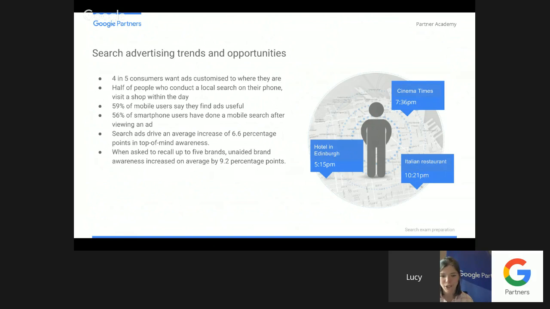Search ads drive an average increase of 6.6 percentage points in top-of-mind awareness. So again, this is something that bigger brand advertisers for a long time said, oh, search isn't for us. No one's going to go and say, hey, I want a Coke, I'm gonna do a Google search to find me a Coke. But what they have found is that just by having ads and showing on the top of Google, people find that they trust that brand more just because it's on Google. So that's kind of a vote of confidence for the brand. So being shown on Google is important for brand advertisers as well as direct response.